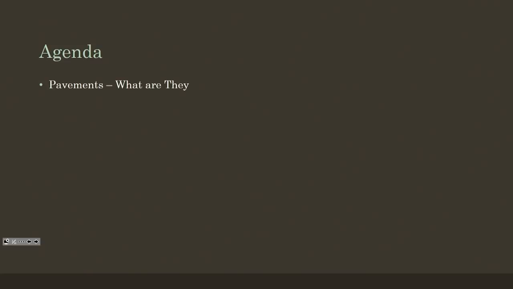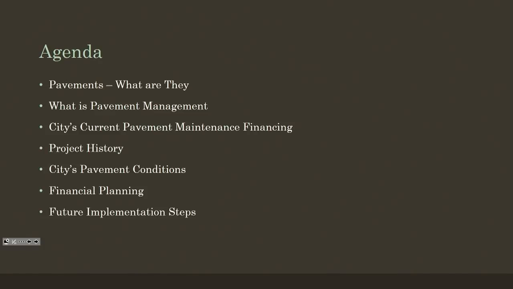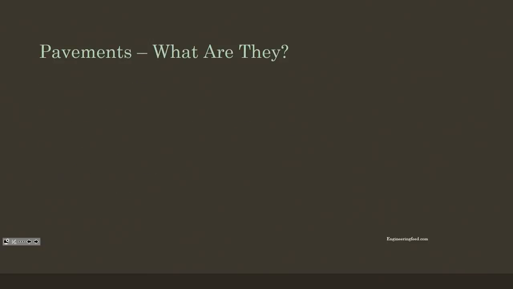So some things to talk about today. First, I think we need to have a common understanding of pavements and how they work. I'm sure you all understand what a pavement is, but I'll go in a little detail. What is pavement management? How do we do those things? What's our current financing with our current programs? How do those work? Some project history regarding this project and how that came to be our city's current pavement condition. Some financial planning for the future on some options for us, and then finally some future implementation steps.